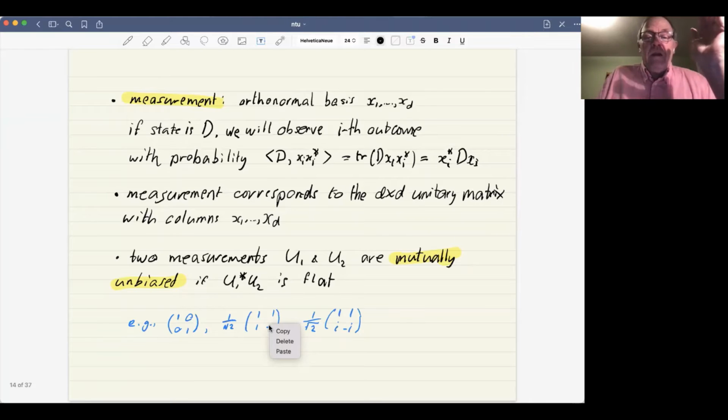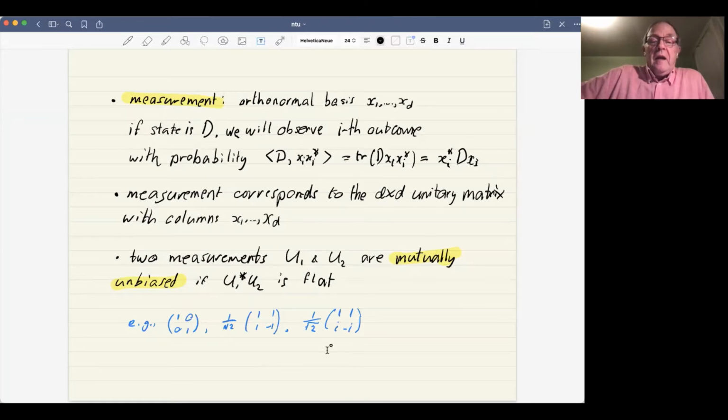The definition of mutually unbiased is simply that U1 and U2 are mutually unbiased if U1 starred U2 is flat. Now notice that U1 is unitary, so U1 starred is unitary, and U2 is unitary, so that product is unitary. And so the product will be a flat unitary matrix. But you don't need to impose unitary as a condition, you'll get that for free, but you do need to impose that it be flat. And here is an example of a set of 3 bases in C^2 that are pairwise mutually unbiased.